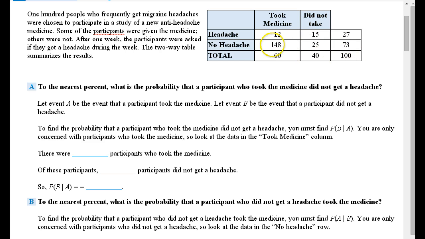We're talking about the total of the people who did take the medicine. So that'd be 48 out of the 60. So let's go through here and answer these questions.